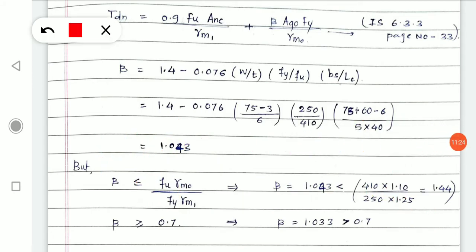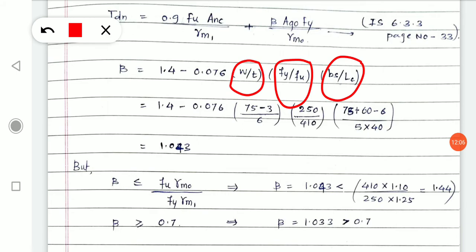In the next part, you can see beta is a new thing. Okay, Fy is the yield stress, Fu is the ultimate stress, which is mentioned in your question, whereas Anc and Ago are the net connected area and gross outstanding leg area. Understood? That is familiar to us. The new thing which we can see is beta. How to calculate beta? That is again mentioned on page number 33 of your IS code. The formula itself is mentioned over there on page number 33, and even the terminologies are explained there.